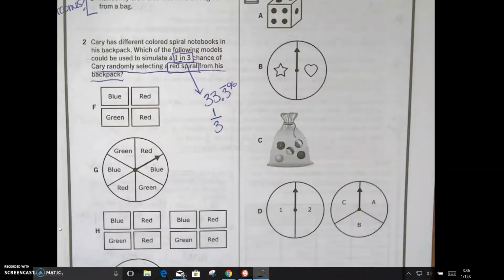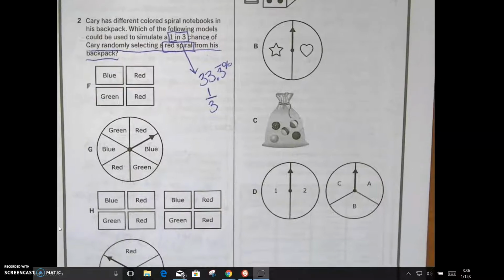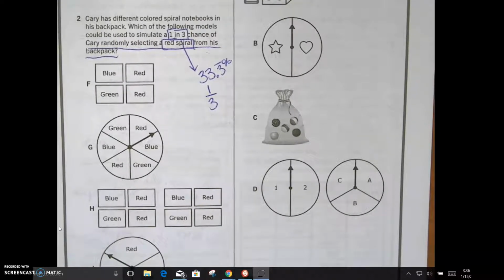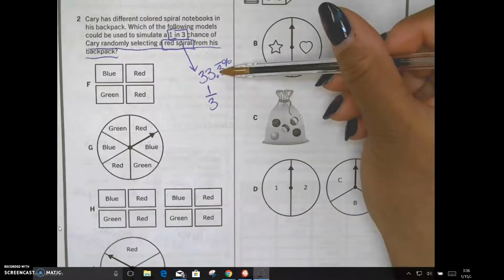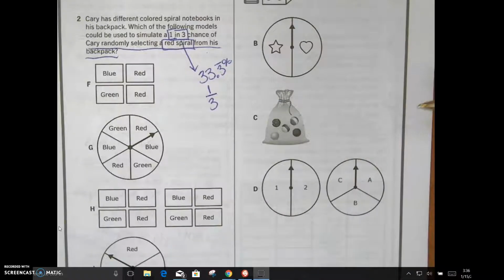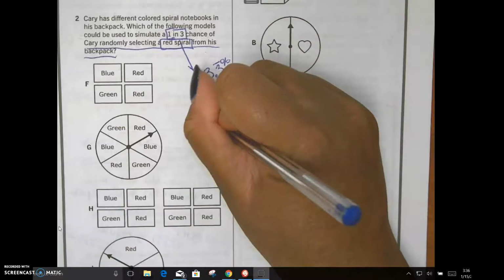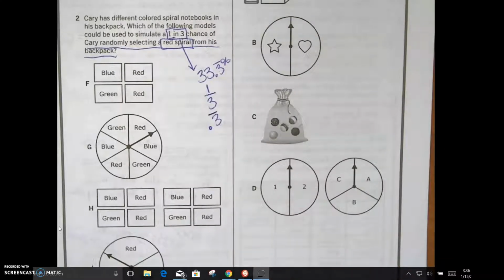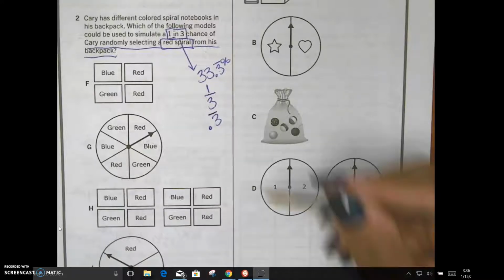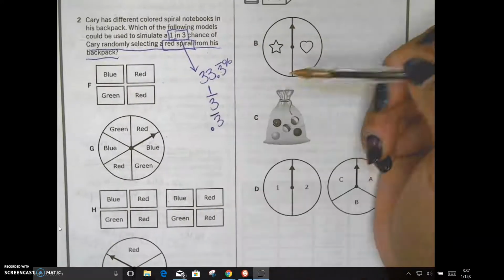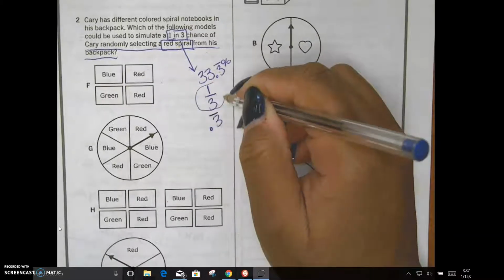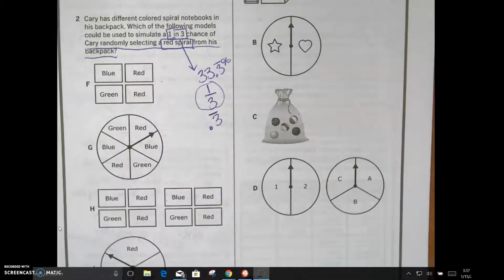Now y'all are waking up. What else? I did it first. It doesn't matter who said it first. I have the fraction and I have the percent. What am I missing? The decimal. 3.3. It's not 3.3. Okay, enough. 0.3 repeats is sufficient. So you need to find one of these answers which has a red with a 1 in 3 chance of being chosen.